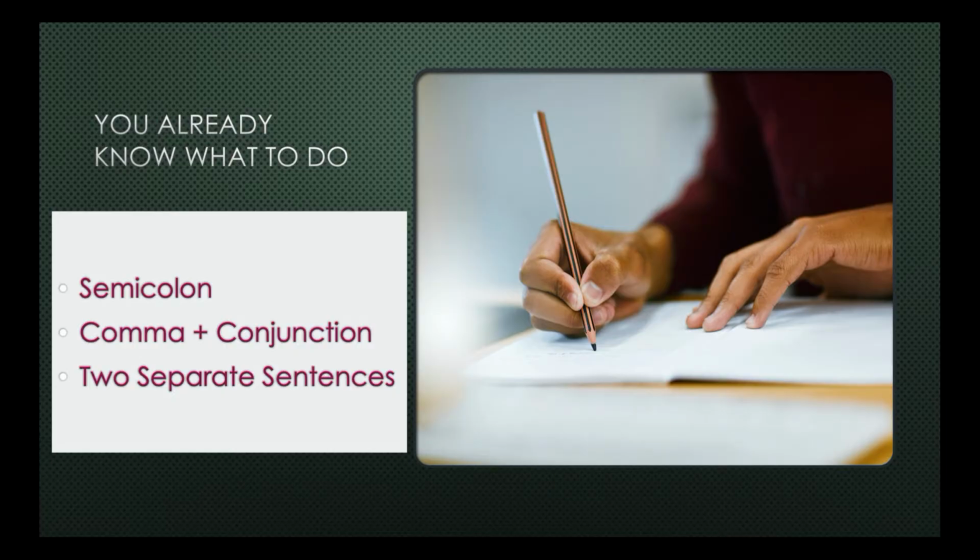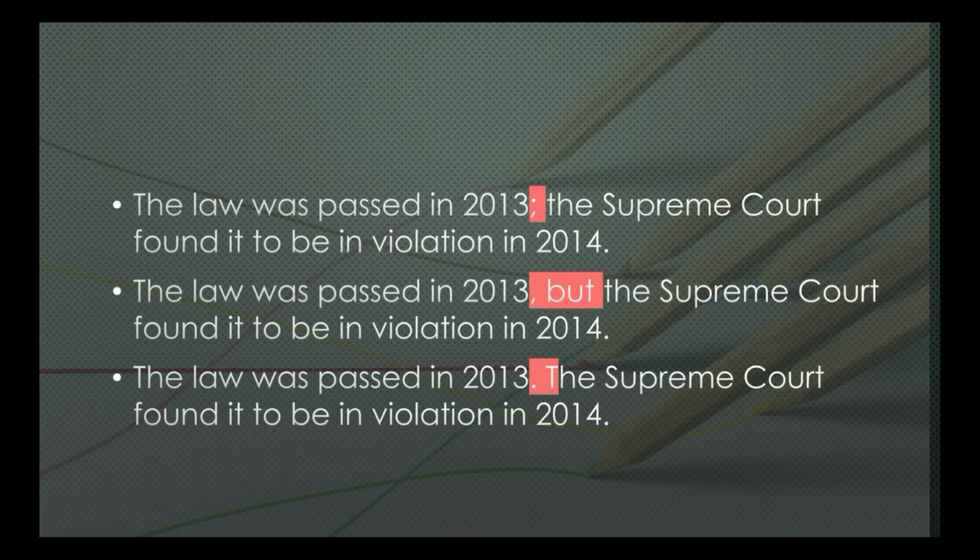We're back to our old semicolon, comma plus conjunction, or two separate sentences approaches. We can insert a semicolon in between the two independent clauses. We can add a comma and a conjunction. Gotta have that conjunction, as a comma alone would create a comma splice situation. Or we can add a period after the first independent clause and then capitalize the first letter of the second independent clause. Any of these would be correct.